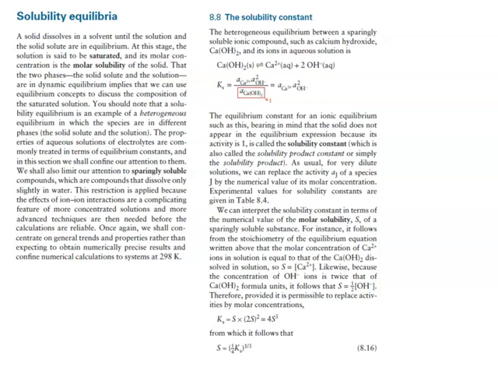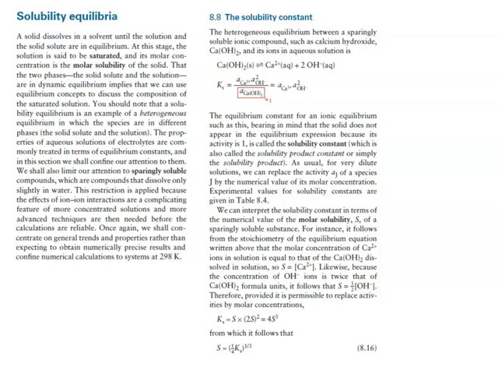At this stage, the solution is said to be saturated, and its molar concentration is the molar solubility of the solid. That the two phases, the solid solute and the solution, are in dynamic equilibrium implies that we can use equilibrium concepts to discuss the composition of the saturated solution. You should note that a solubility equilibrium is an example of a heterogeneous equilibrium in which the species are in different phases, the solid solute and the solution.